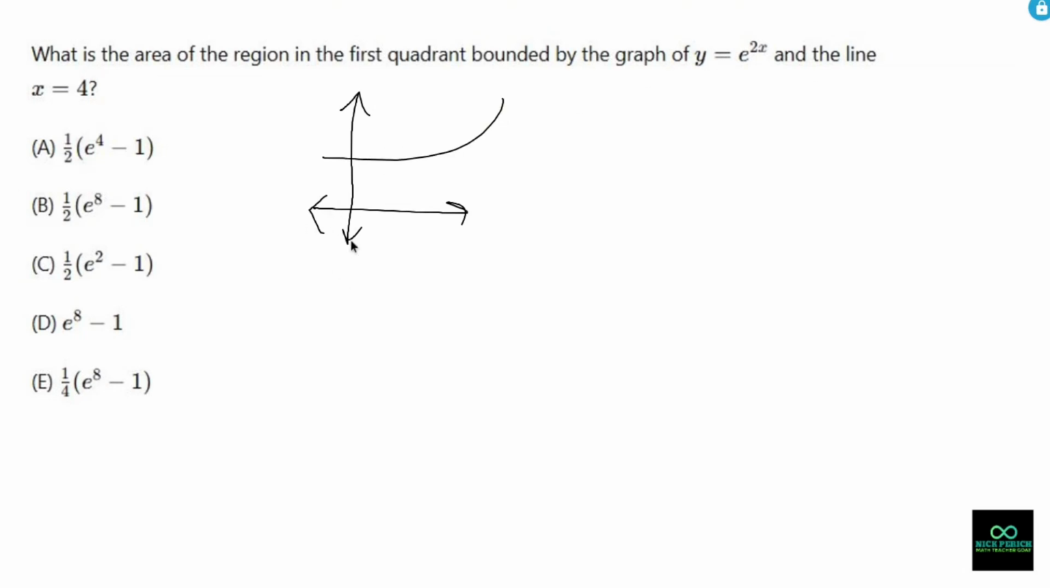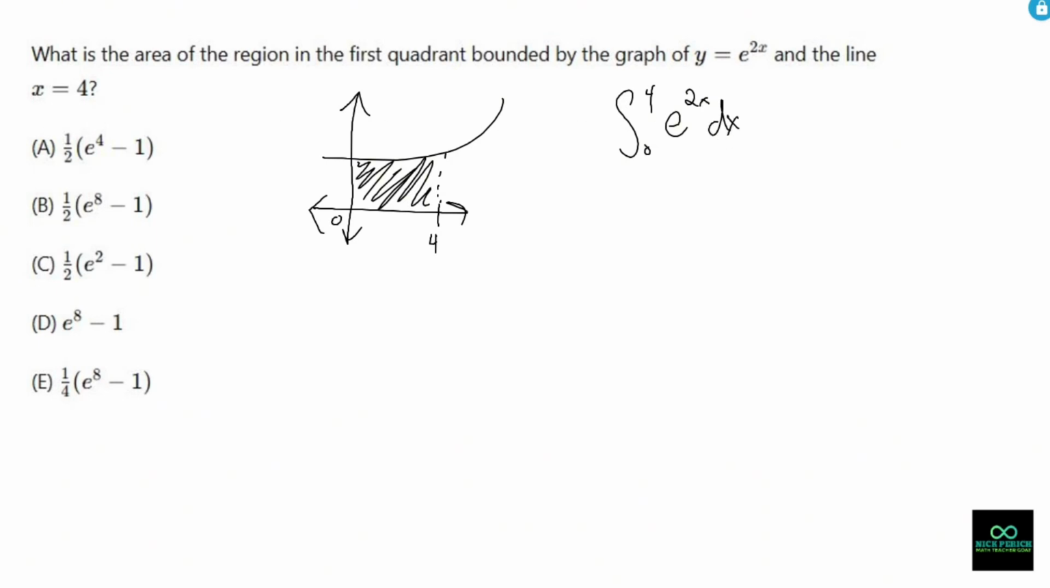Okay? So you care about stuff that happens between 0, because it's first quadrant, and 4, because of the line x equals 4. And so we need to find the area trapped in here. Well, that's just the integral. If you're thinking about area between curves, that's okay, but that's just the integral. So I'm going to take the integral from 0 to 4 of e to the 2x dx.